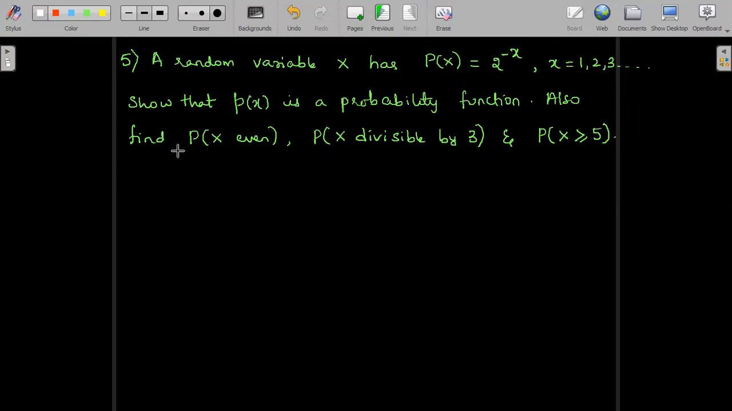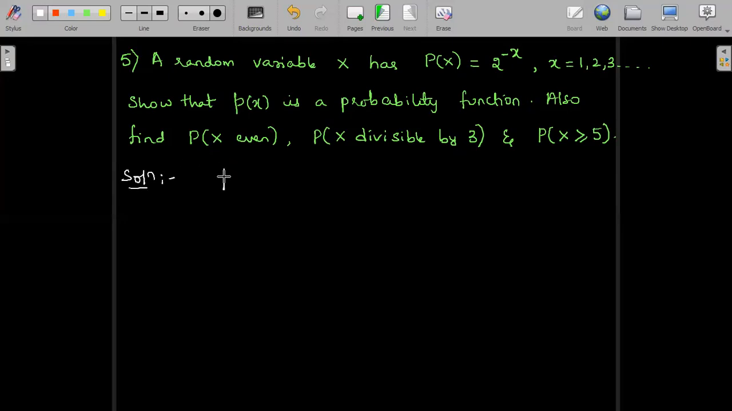And the second part of the problem is to find these things: the probability of X taking even integers, the probability of X taking values divisible by 3, and the probability of X greater than or equal to 5. So let us see the solution, doing it one by one.